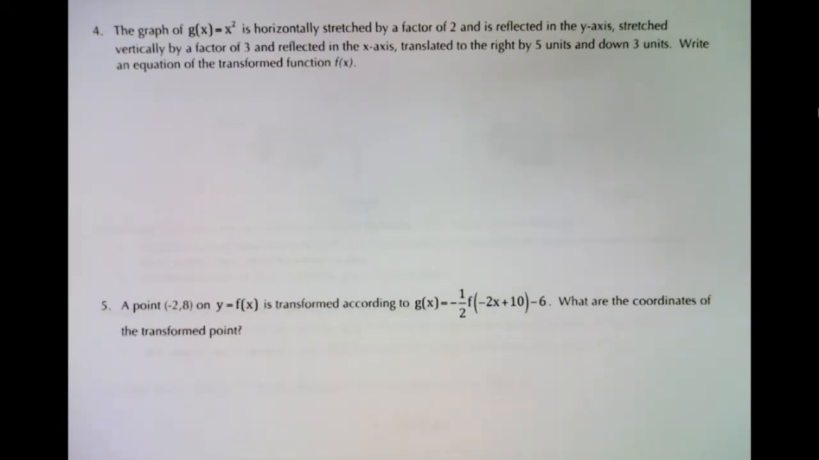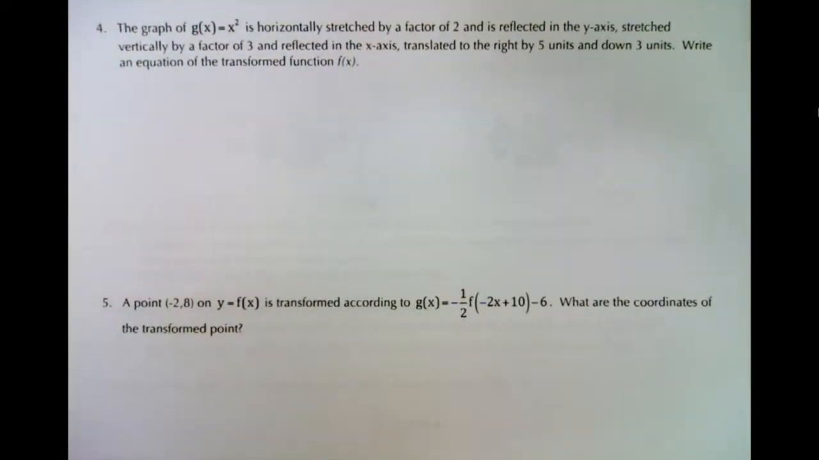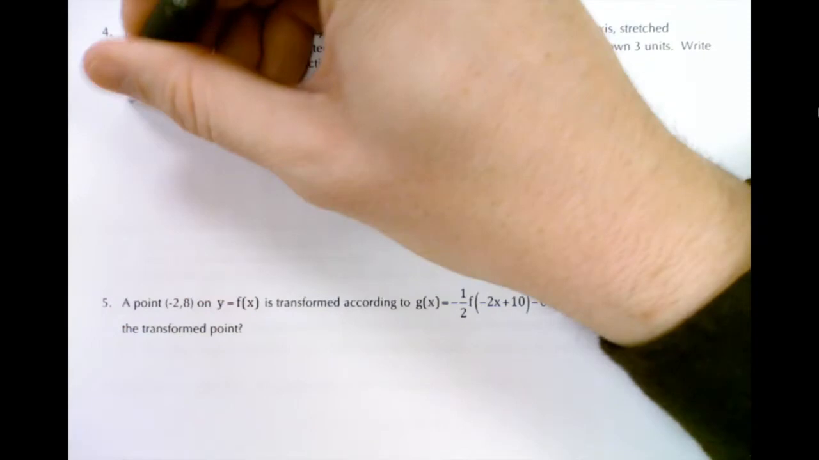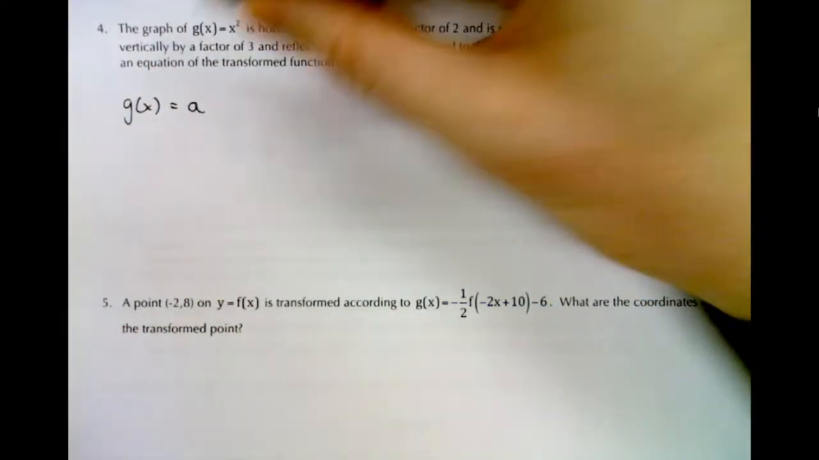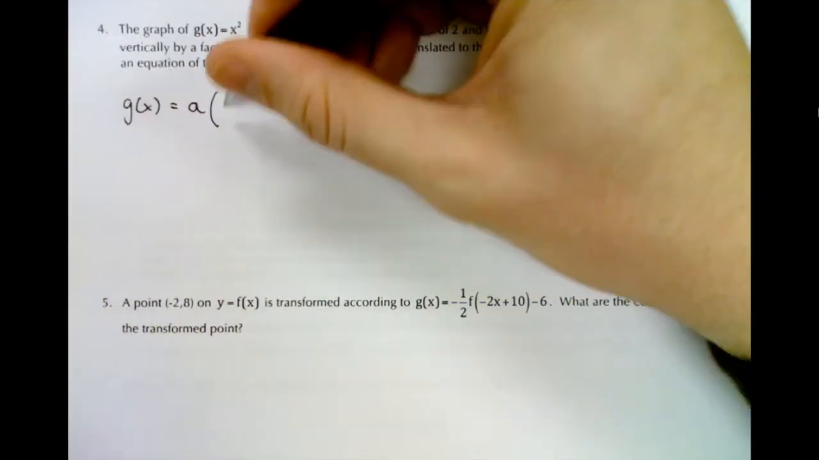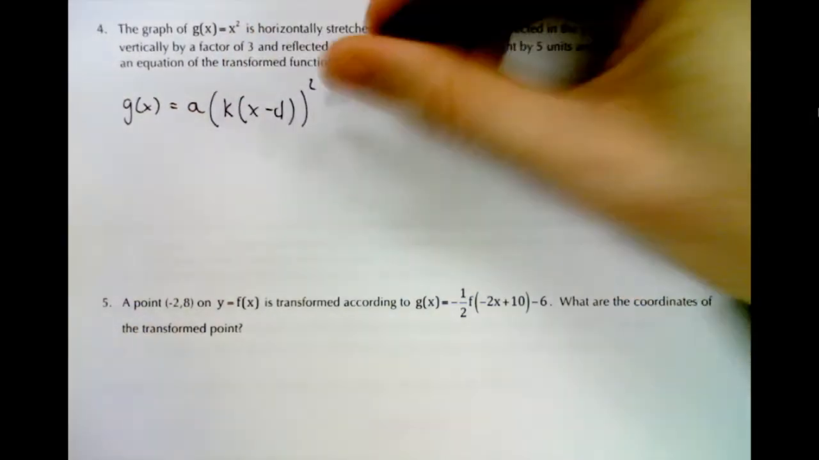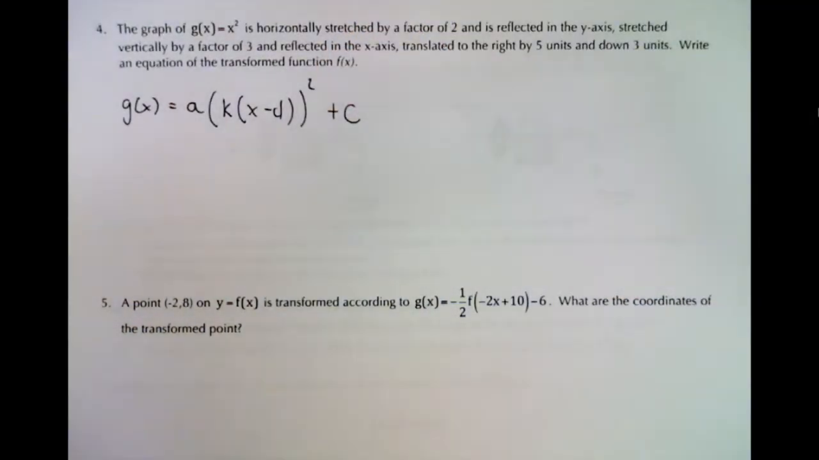To do that, we need to write what the function would look like with all those transformations in it. We'll start by just writing it with a, k, c, and d in it, and then we'll fill in a, k, c, and d if we can. So our function is g of x. A would go in front of our function. Our function is the quadratic. Inside the quadratic, we'd have k, potentially, an x minus d, potentially, and a plus c on the outside. And now we read through the question and see what we can pick out.